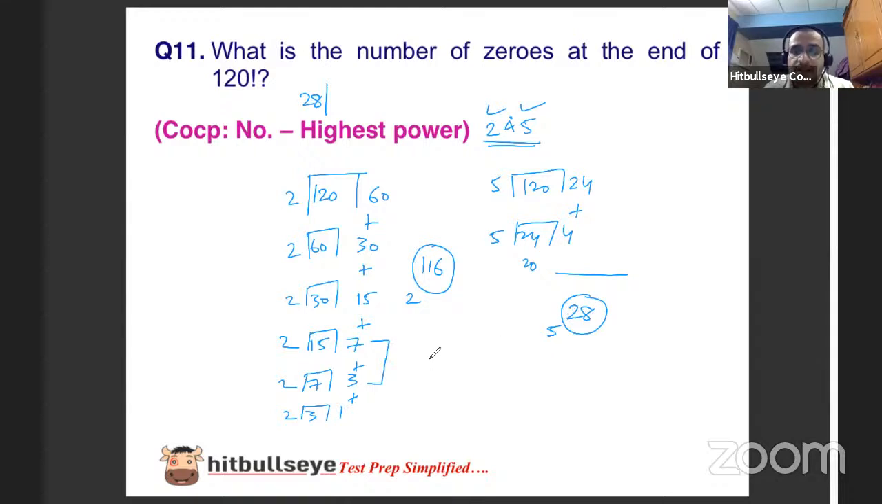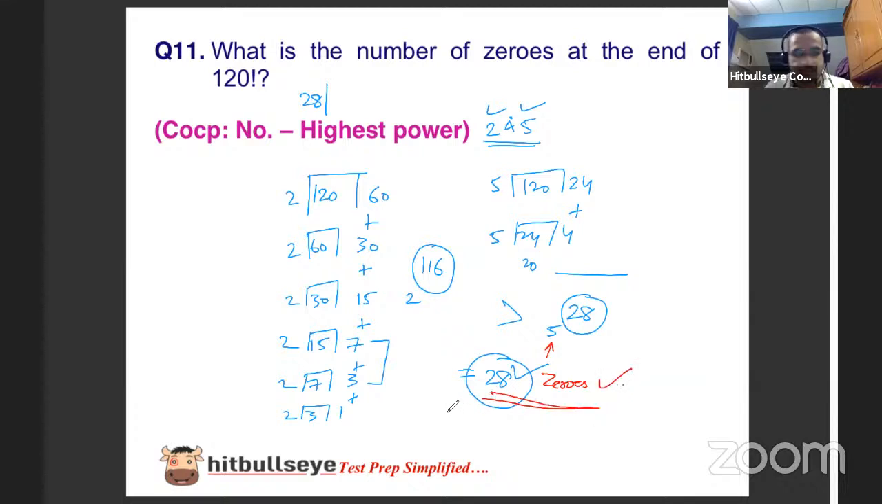Now, whichever value is lower will be the deciding factor on the number of zeros at the end of the factorial. So over here, 28 is definitely less than 116, which means we'll be having 28 as the number of zeros at the end of 120 factorial, because 5 will be the deciding factor. For 2, we have ample powers, but 5 is the one which will be deciding. Hence, 28 zeros at the end of 120 factorial.